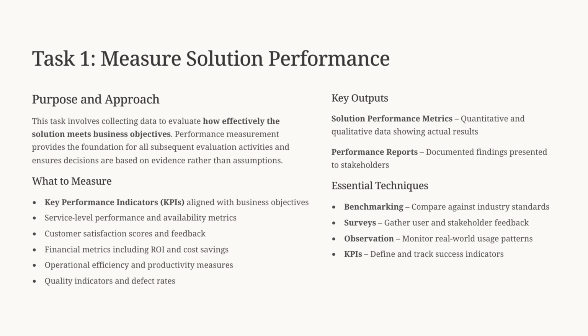So, what exactly do we measure? We start with key performance indicators, or KPIs, the metrics that matter most to the business. For example, if you built an e-commerce platform, KPIs could include conversion rate, cart abandonment rate, or average delivery time. Next, we measure service level performance, uptime, system availability, and responsiveness.